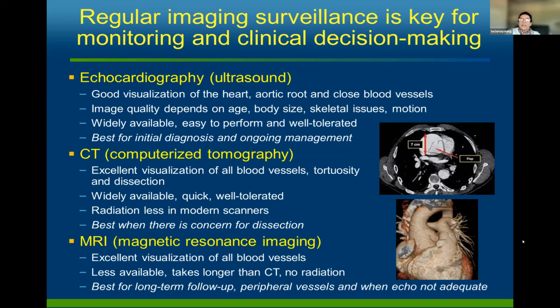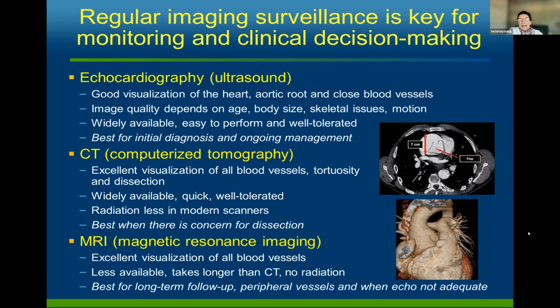The advantage of echo is that it's widely available, it's easy to perform and well tolerated, and also the cost is lower than CT or MRI. This is really a good tool for initial diagnosis and for ongoing management. CT, on the other hand, allows for excellent visualization of all the blood vessels for an evaluation of tortuosity and dissection. It's widely available, quick, and well tolerated. However, it does use radiation. This is less of a problem now with the modern scanners, but still does have some exposure risk. CT is typically used for those conditions or situations in which there is a concern for dissection.